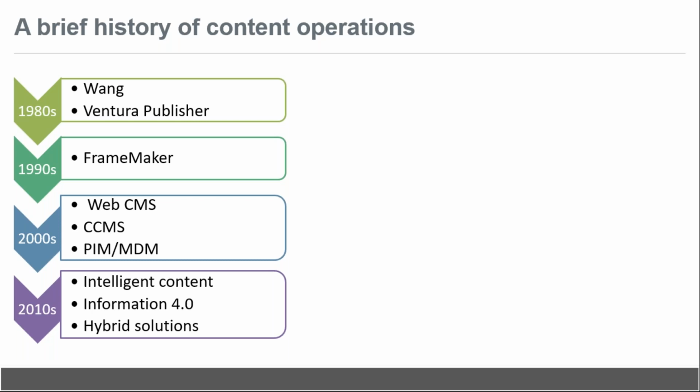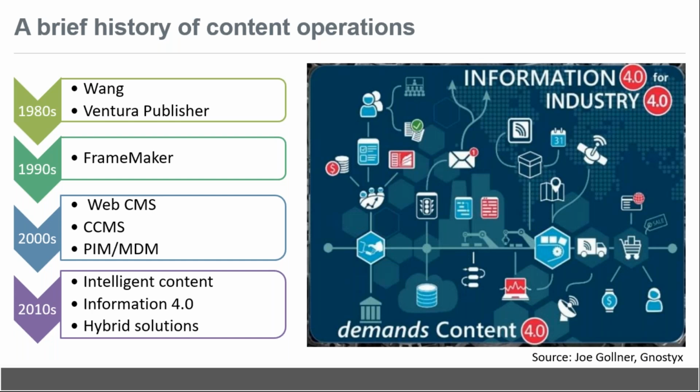And if you have large numbers of products, you might use a product information management system or a master data management system. And now we're going to intelligent content and information 4.0 and hybrid solutions, because things have gotten more and more complicated. And if we think about information 4.0, it's about this kind of ubiquitous delivery of content and on-demand content. So if you talk to your connected car and you say, could you check the tire pressure in the front right tire?